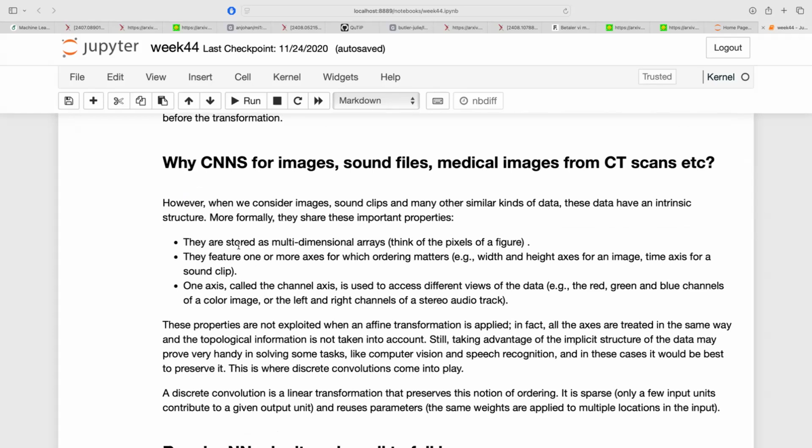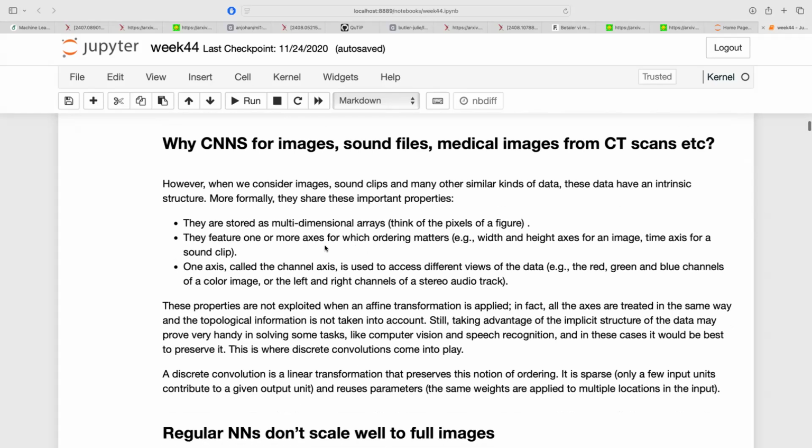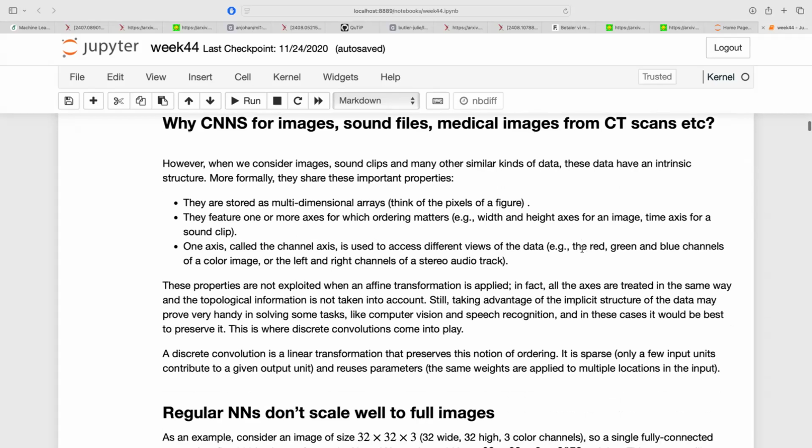So if you now think of some important properties of images, they are typically stored as multidimensional arrays, like the pixels of a figure. They feature one or more axes. That could be the width and the height axis for an image, or the time axis for a sound clip. And one axis, which is called a channel axis, is used to access different views of the data.